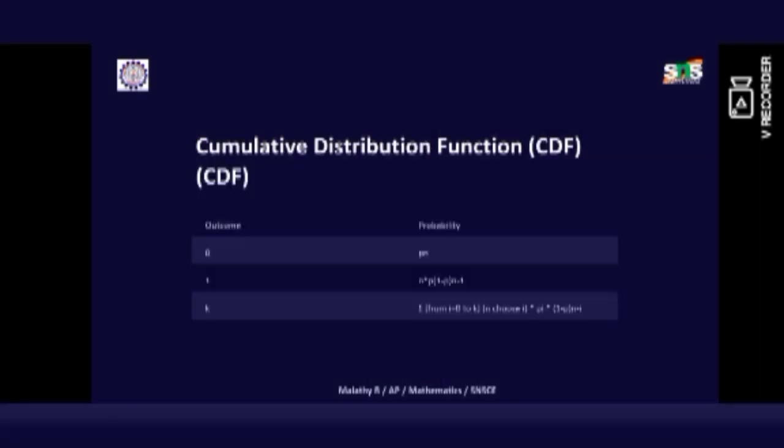Cumulative distribution function: if the outcome is 0, the probability is (1 minus p) to the power n. If the outcome is 1, the probability is n times p times (1 minus p) to the power n minus 1. If the outcome is k, we have to write the summation of i from 0 to k of n choose i times p to the power i times (1 minus p) to the power n minus i.